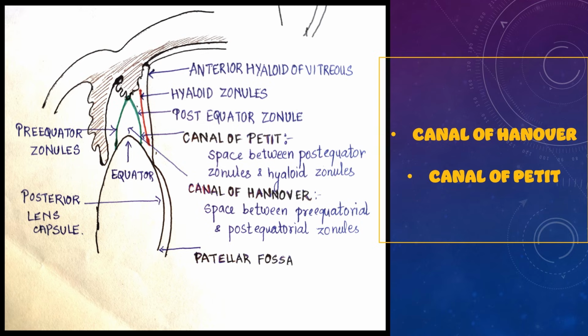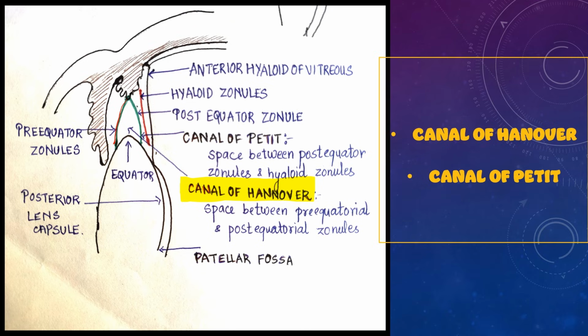Now here I would like to mention, just for the sake of completion, two important canals which are associated with the zonular fibers. So we have a canal of Hanover and a canal of Petit. The canal of Hanover, as you can see, is a space between the pre-equatorial and the post-equatorial zonules. Okay, so if this was the pre-equatorial and the post-equatorial, that is called the canal of Hanover.